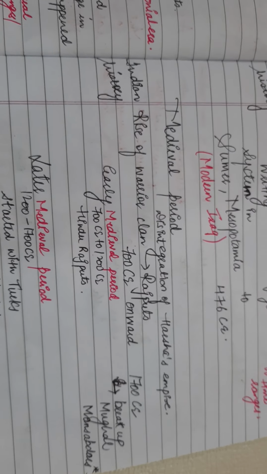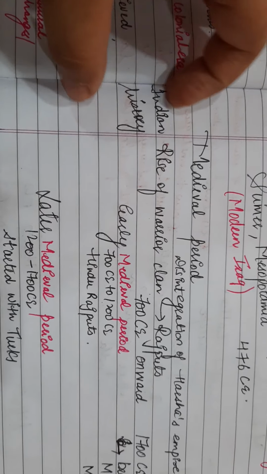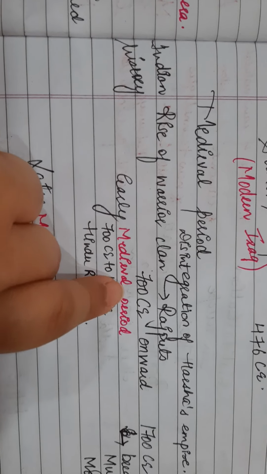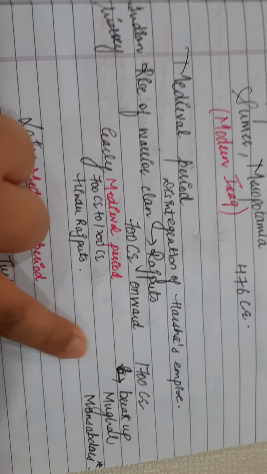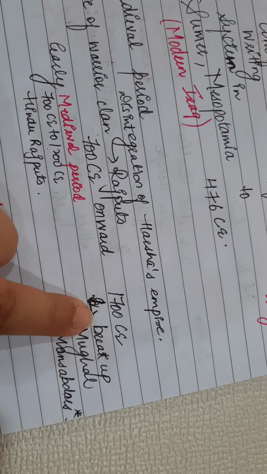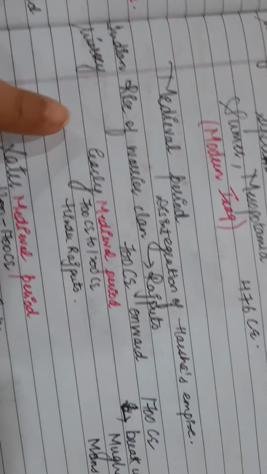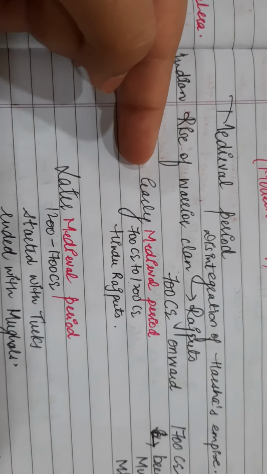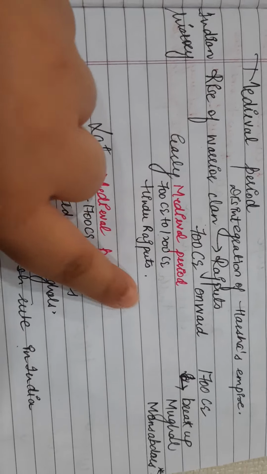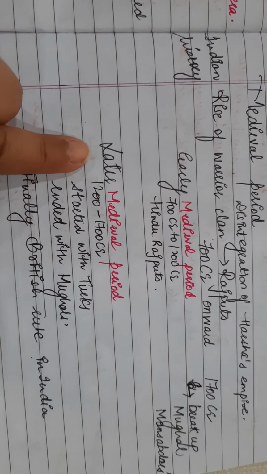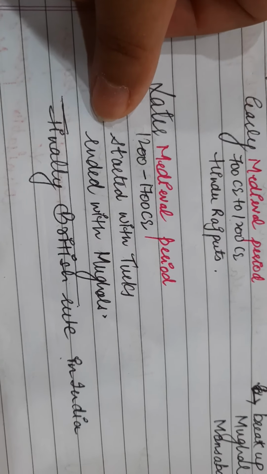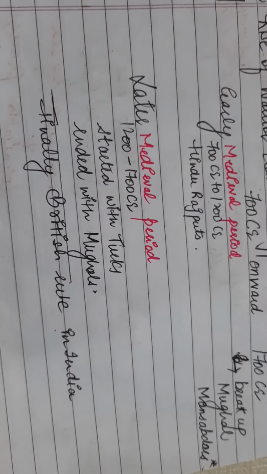Then let's move to the medieval period. How did the medieval period start in Indian history? It started with the rise of warrior clan Rajputs around 700 CE onward, and it lasts till 1700 CE with the breakup of Mughal Mansabdars. We have two parts in medieval, one is early, the other one is later. 700 CE to 1200 CE, it was considered with Hindu Rajputs, and later it also started with Turks, and few others came in between, ended with Mughals. Finally, the British rule in India.